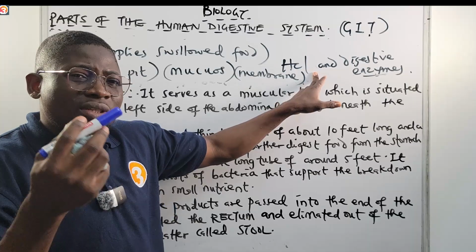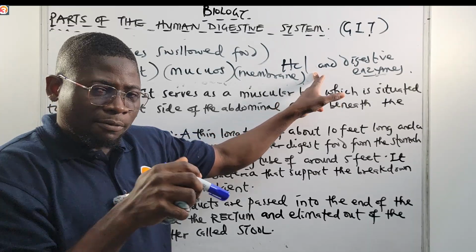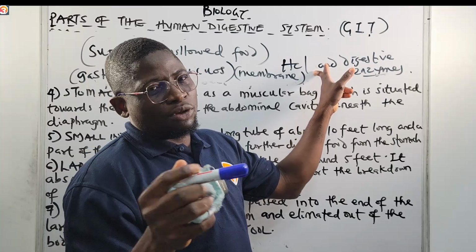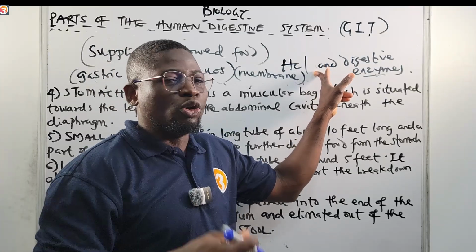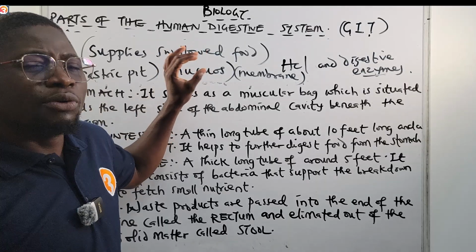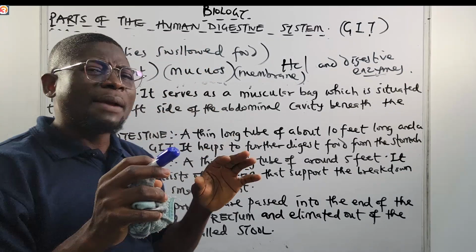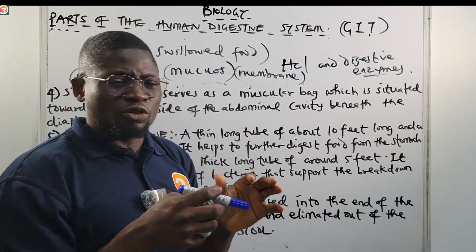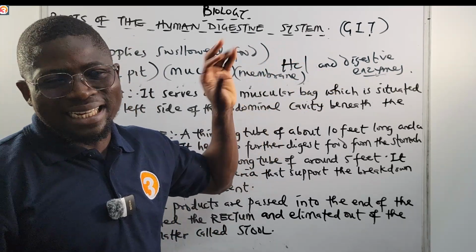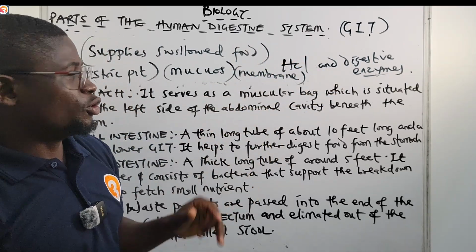Okay, so it produces hydrochloric acid, which is supposed to kill. The function is to kill the microorganisms or the bacteria that have been taken along with the food. The mucus produced by the mucous membrane will help to protect the lining of the stomach from the hydrochloric acid produced by the glands. Okay, so please take note of that.